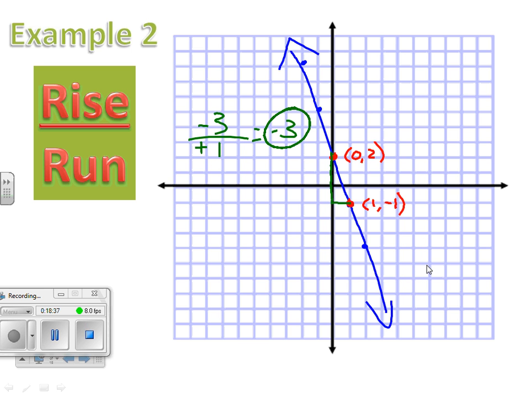Does it make sense that this slope is negative? Why does it make sense that this slope is negative? Because from left to right, it's traveling down. Are we okay over there? Yeah. Okay. Would it have mattered had I chosen other points? No. It would have been the same thing. Okay. Any questions on that?